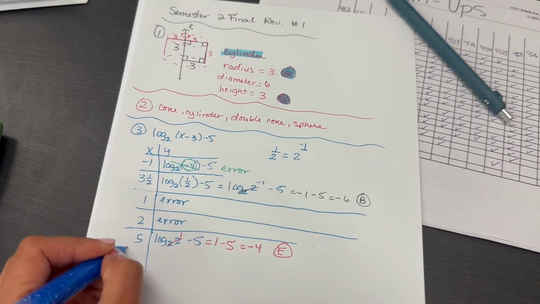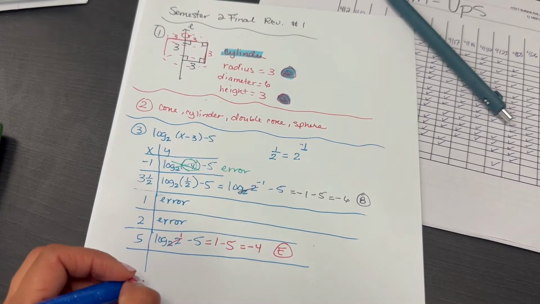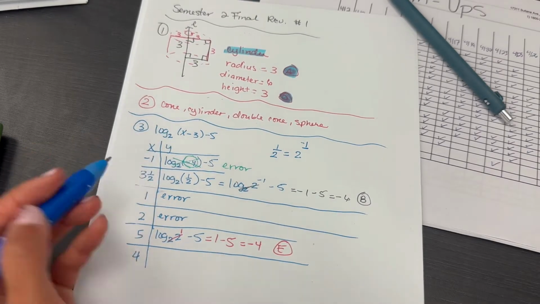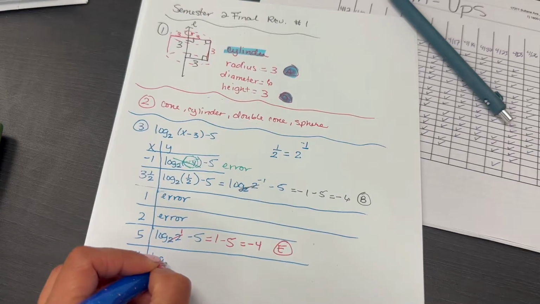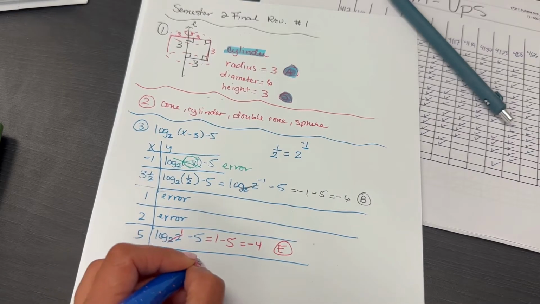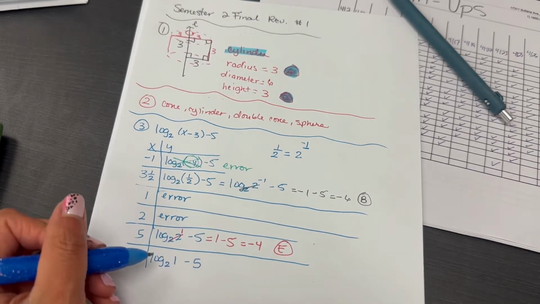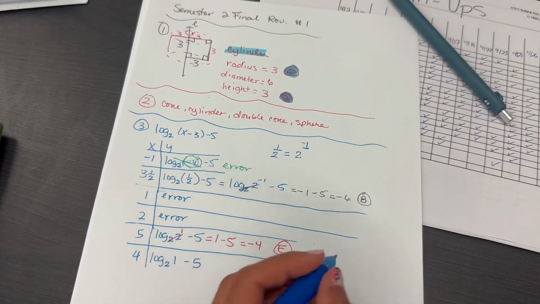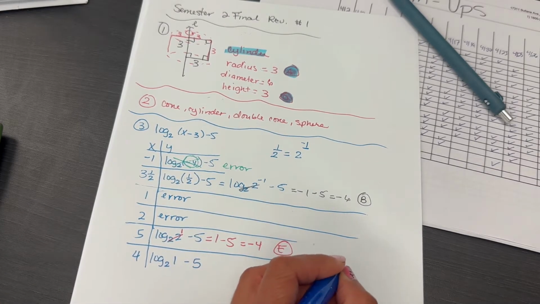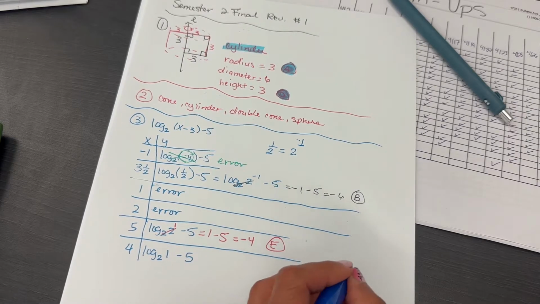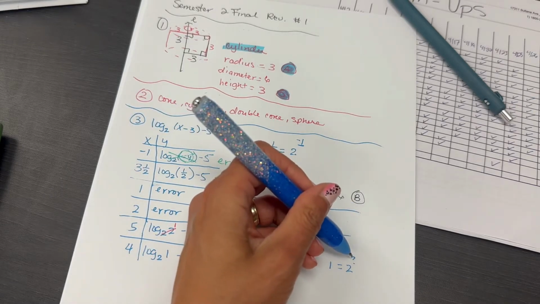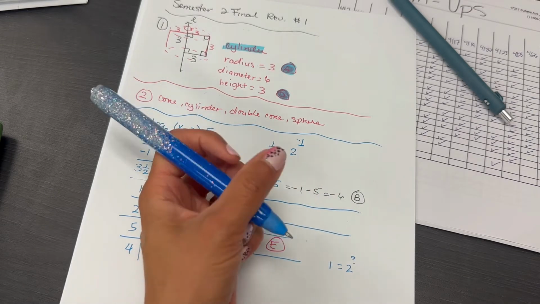And then the last one you need to try is a 4. Plug in a 4 for x. 4 minus 3 is a 1, so it's log base 2 of 1 minus 5. Remember, it's all about the base. I need this 1 to be a base 2. Well, 1 is the same as 2 to what power? What power automatically makes a number turn into a 1?